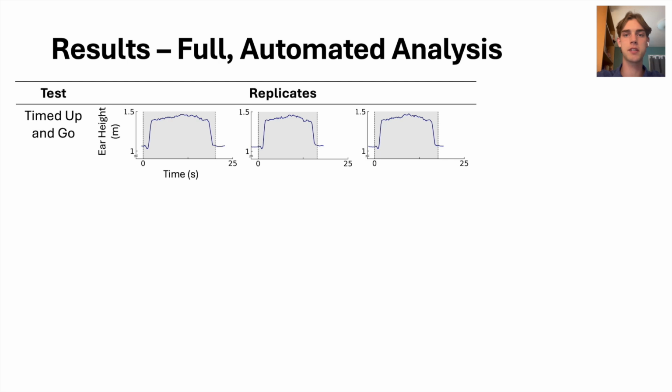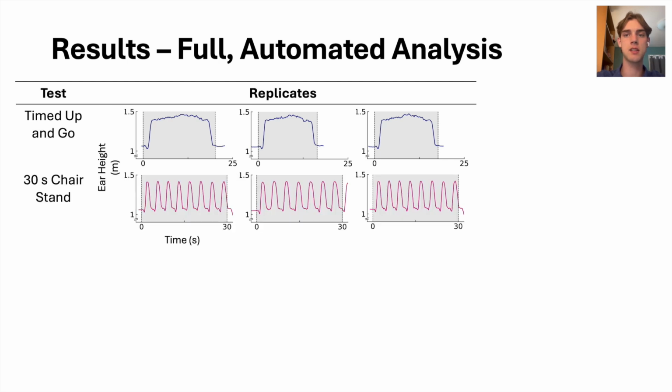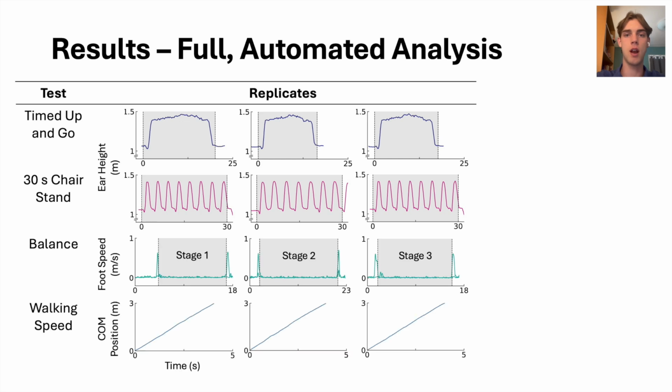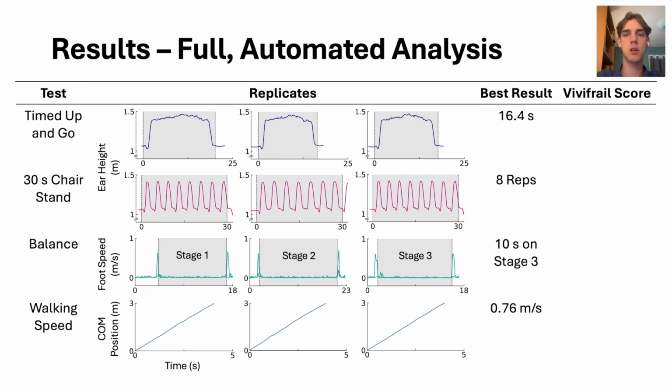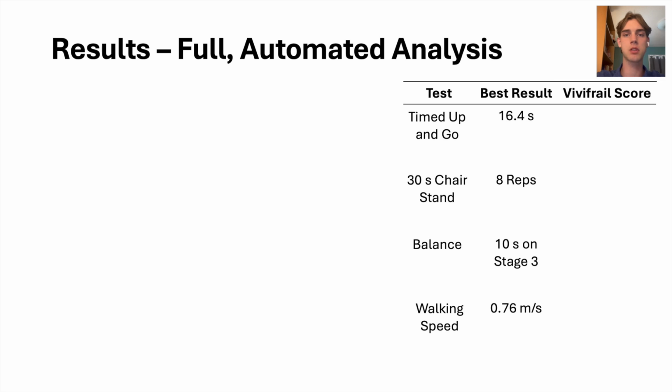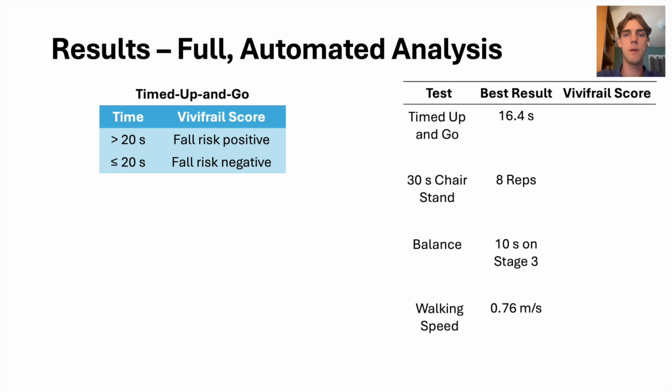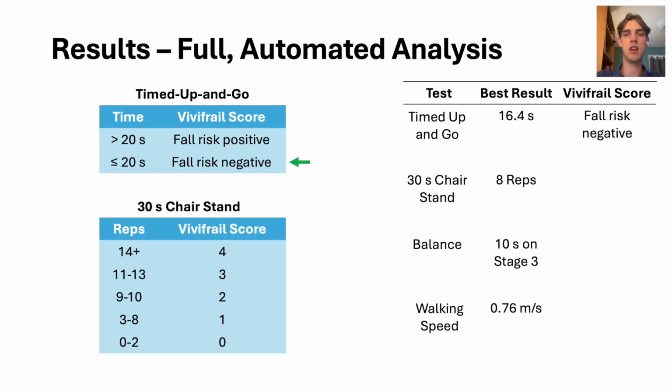Here's a full analysis for one person, with their timed up and goes, chair stands, balance stages, and walking trials. We use the best result from each to assign Vivifrail scores based on literature standards. For the timed up and go, they were below 20 seconds, fall risk negative. For the chair stand, they did 8 reps for a score of 1.